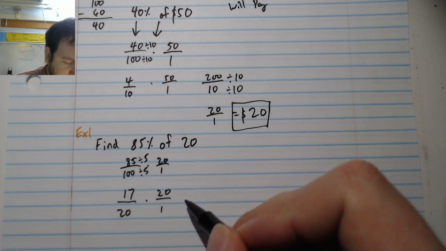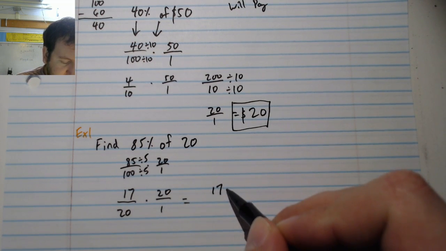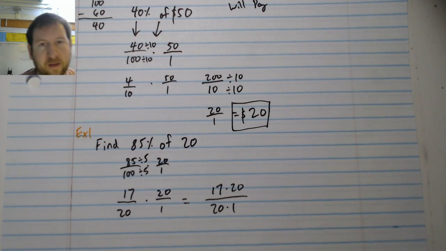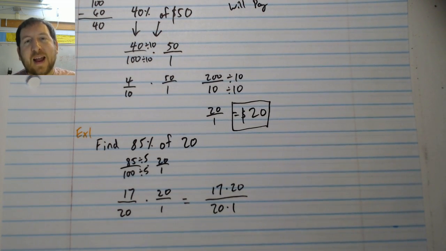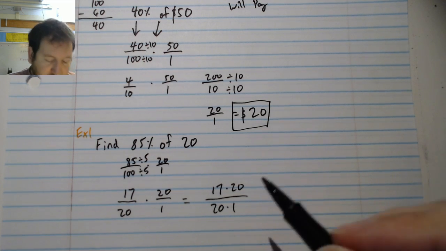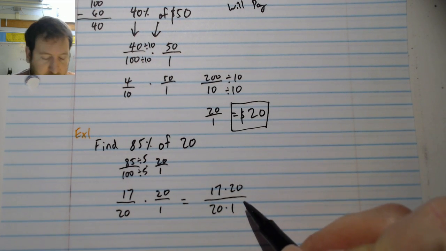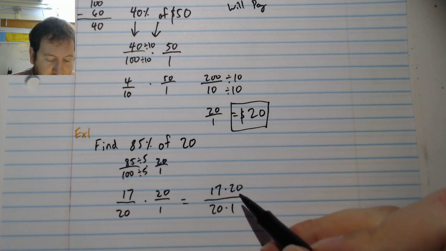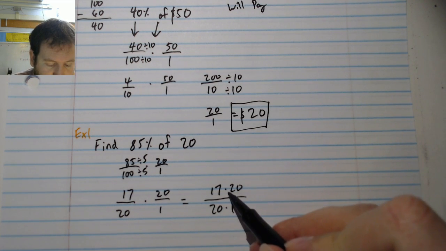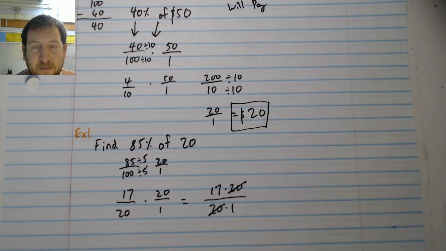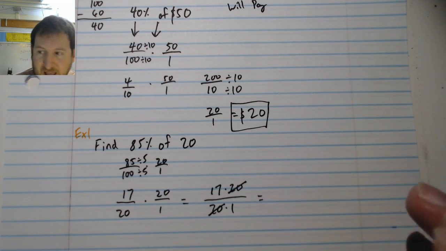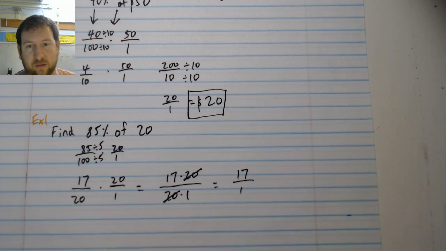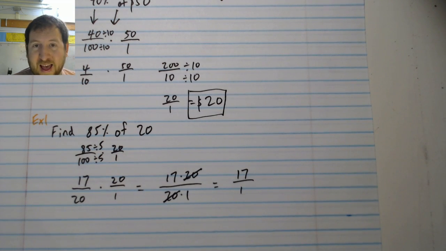Because I could really write this like this: 17 times 20 over 20 times 1. It's really the same thing. That line can go all the way across. And if I think of it like this, with the line all the way across, well, I can just simplify this out by having 20 divided by 20 giving me 1. So I can just end up with 17 wholes. And it's going to give me that as my answer.